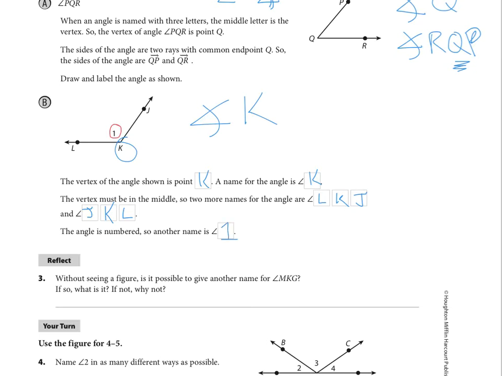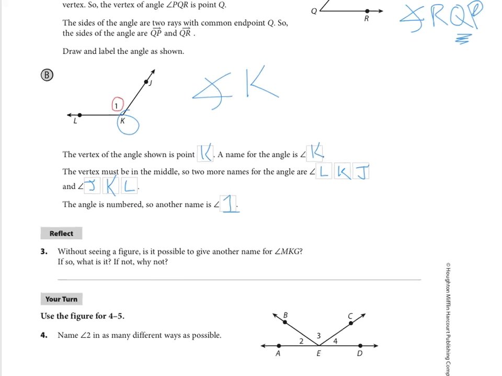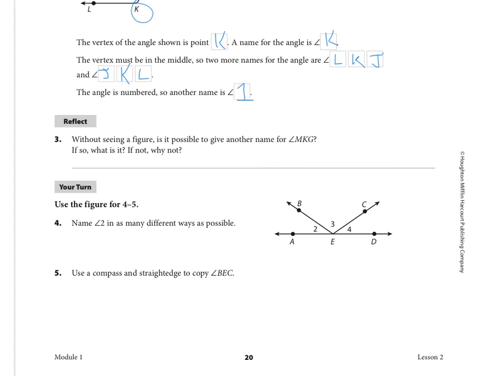All right? So what I'd like you to do is take a quick pause on the video here and do your turn number 4. You're going to name this angle below here. Name angle 2, this one, this space, in as many different ways as you possibly can. For number 5, it says use a compass and straight edge to copy angle BEC. Again, I want you to put a big fat WAIT next to that. That is one of your turns that you're going to do after we walk through the steps of the construction together. So for now, for the video, just do your turn 4, okay?